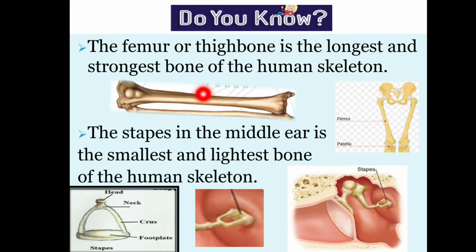Then which is the smallest and lightest bone? The stapes in the middle ear is the smallest and lightest bone of the human skeleton. In the middle ear, you can see the stapes here. These are very small and light. So this is the smallest and lightest bone of the human skeleton.